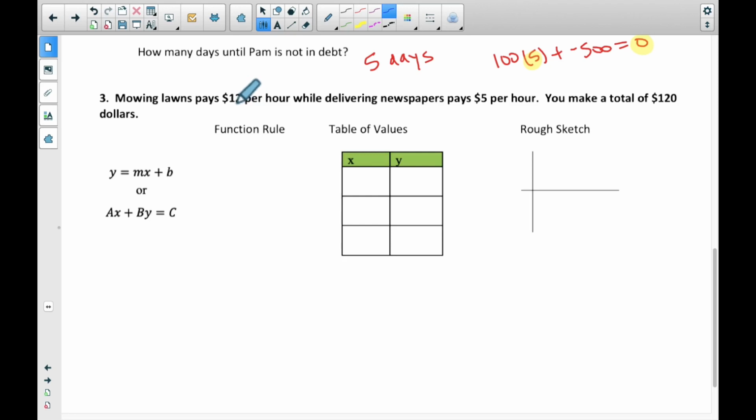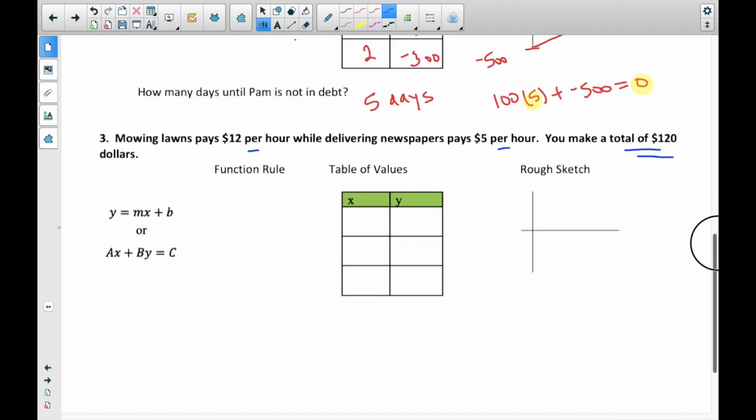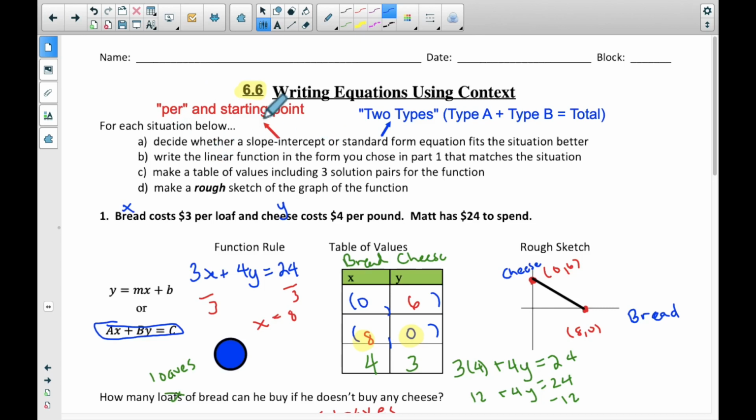So mowing lawn pays $12 an hour, while delivering newspapers pays $5 an hour. You make a total of $120. This one's a little bit confusing to me because it uses the word per, but yet then you have this total. So let's look at those two choices again. This one says a per and a starting point. This one says two types, type A and B, add up to a total.